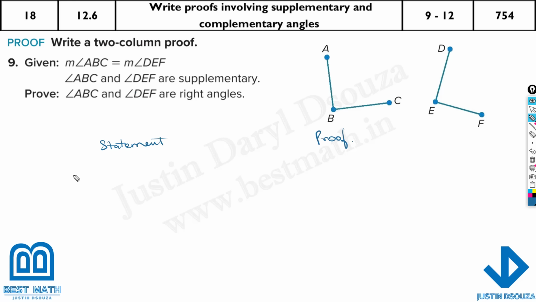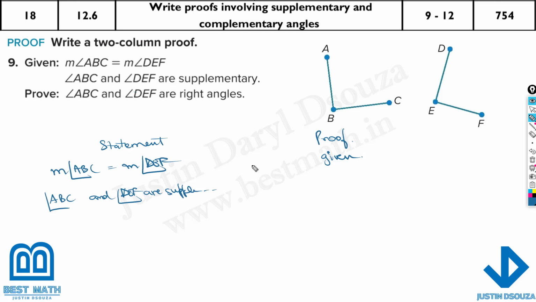Proof. So first thing we do is write whatever is given. The measure of ABC is equal to the measure of DEF. That is what is given. I'll just write given. And they have told us they both are supplementary. Angle ABC and DEF are supplementary. You can write the full form, supplementary. And that is also given.